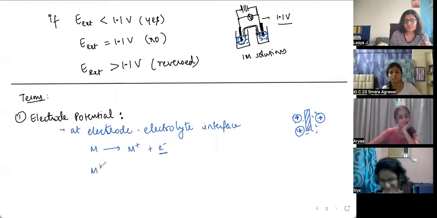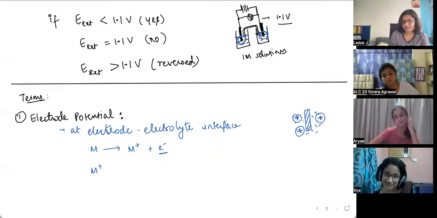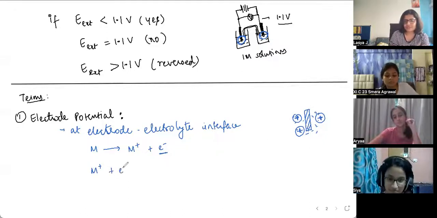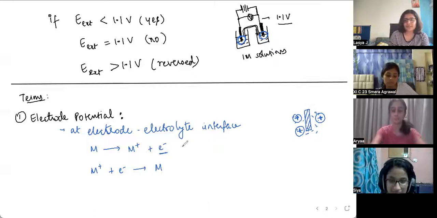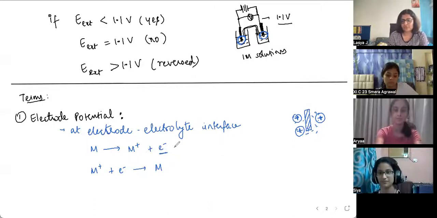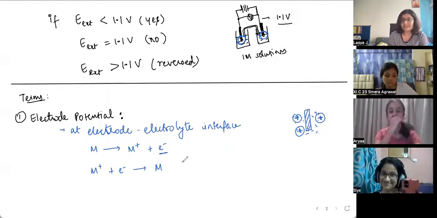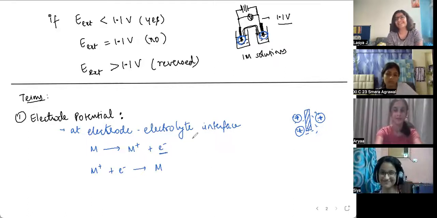And also the ions from the solution take the electrons and get deposited on the metal. So both of them are in equilibrium. So at equilibrium, what's happening here?